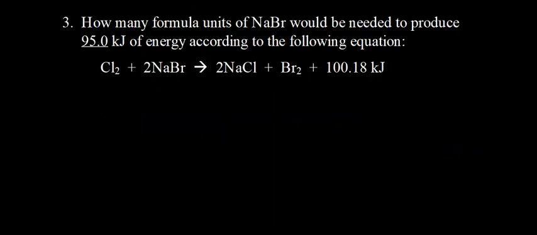All right, one for you to do. Notice I changed this problem up. I wanted to make it a little bit more complex for you, a little bit more like what you will see on the test. So instead of molecules of chlorine, I changed it to how many formula units of sodium bromide. So that's what we're looking for, formula units of sodium bromide. So we're dealing with that substance there. Would be needed to produce 95.0 kilojoules of energy according to this equation. All right, go ahead and pause the video and set that up.